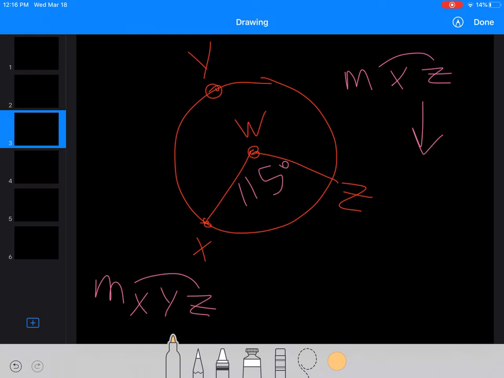Well, this one's easiest to do first, since we are given the central angle, and we know that if we have a central angle of W inside the circle, the minor arc length is the same as the central angle. So that's just going to be 115 degrees. So we're done there.